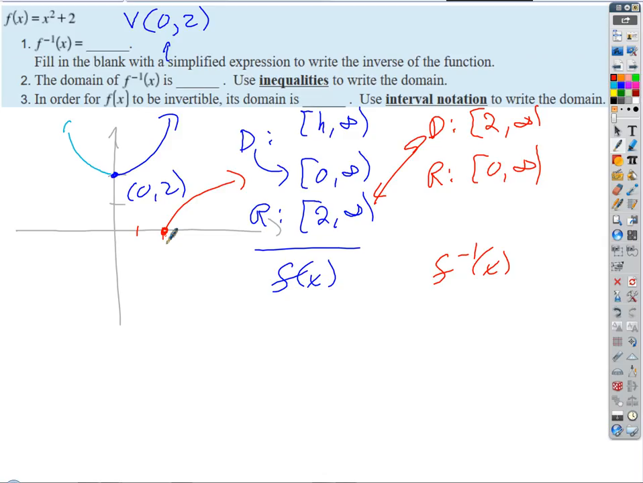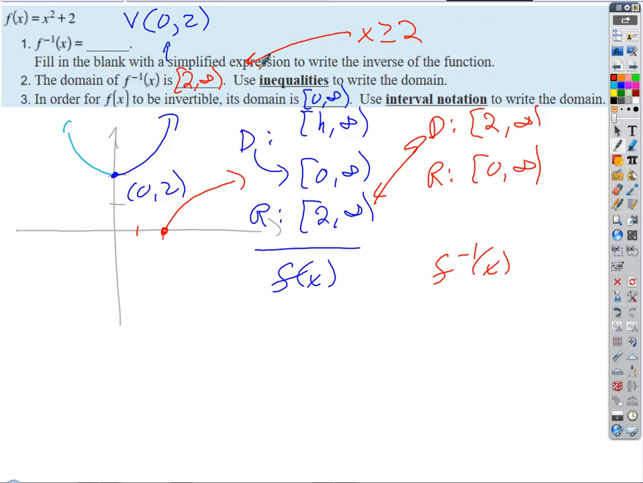What's the domain of the original in interval notation? Well, it's going to be all x values to the right of the vertex, including the vertex. So there it is, right? What's the domain of the inverse? Whatever the range of this is, right? It opens up and the y value is 2. So it's going to be that. Now if they want inequality notation, that's fine. We would just say x is greater than or equal to 2. Right? You get it? See how that works? Okay?